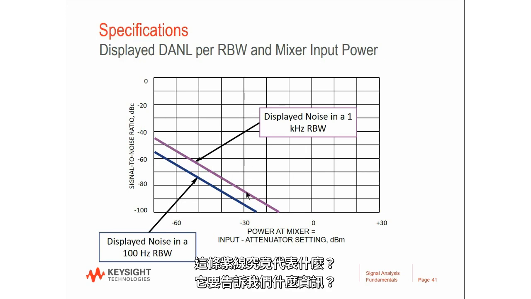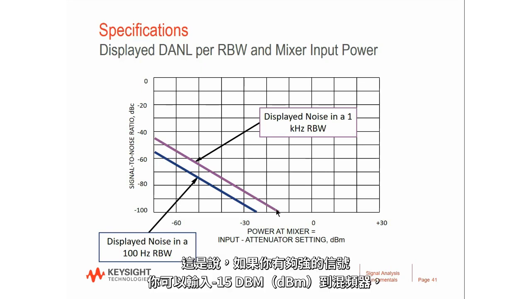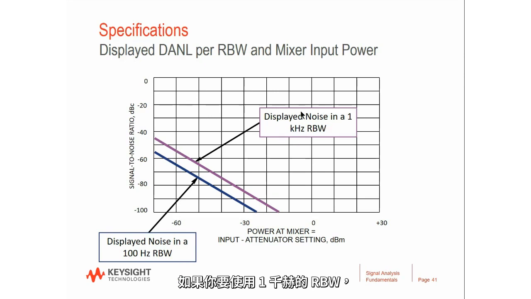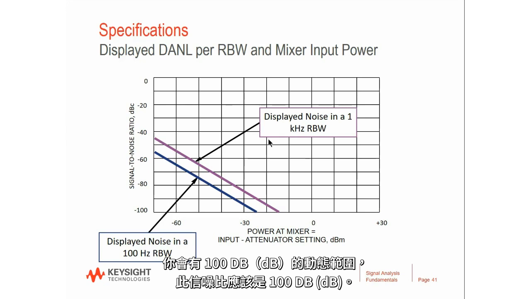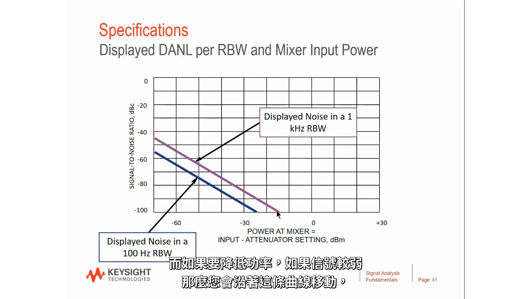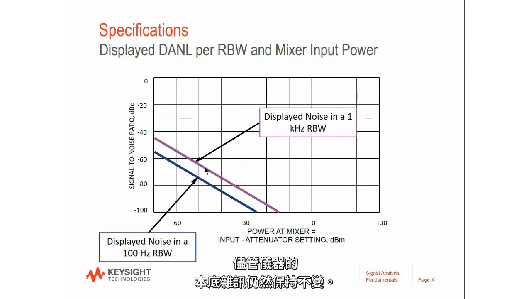What does this purple line actually mean? What is it trying to tell us? It's saying that if you have a strong enough signal where you can input minus 15 dBm to the mixer, and if you were to use a 1 kilohertz RBW, then the difference between that minus 15 dBm and the noise floor of the instrument is such that you would have 100 dB of dynamic range. The signal-to-noise ratio would be 100 dB. And then if that power were to be reduced, if you had a weaker signal, then you'll move along this curve here, and the signal-to-noise ratio will degrade because the signal is becoming smaller, although the noise floor of the instrument is remaining constant along this line.